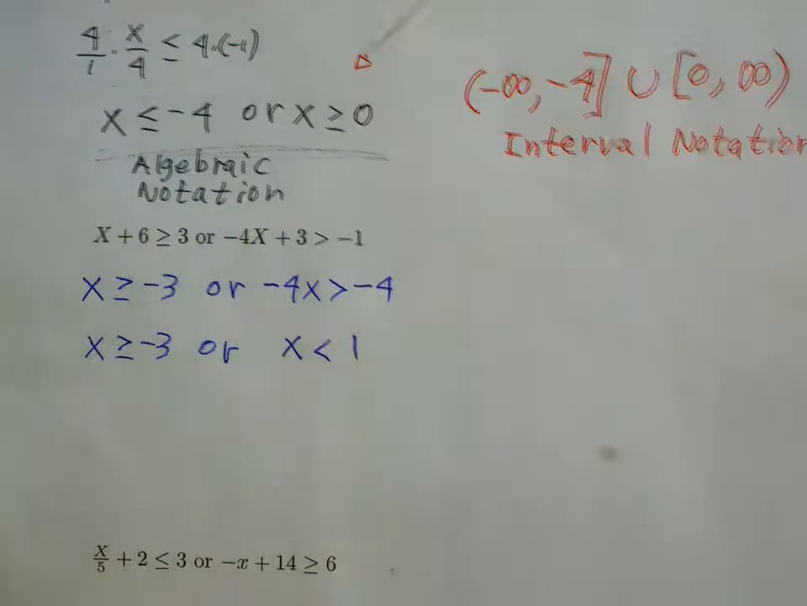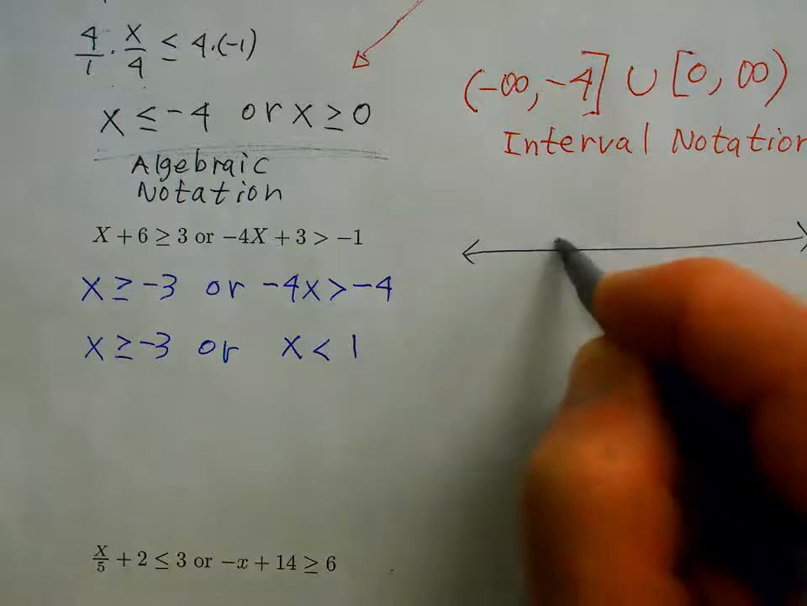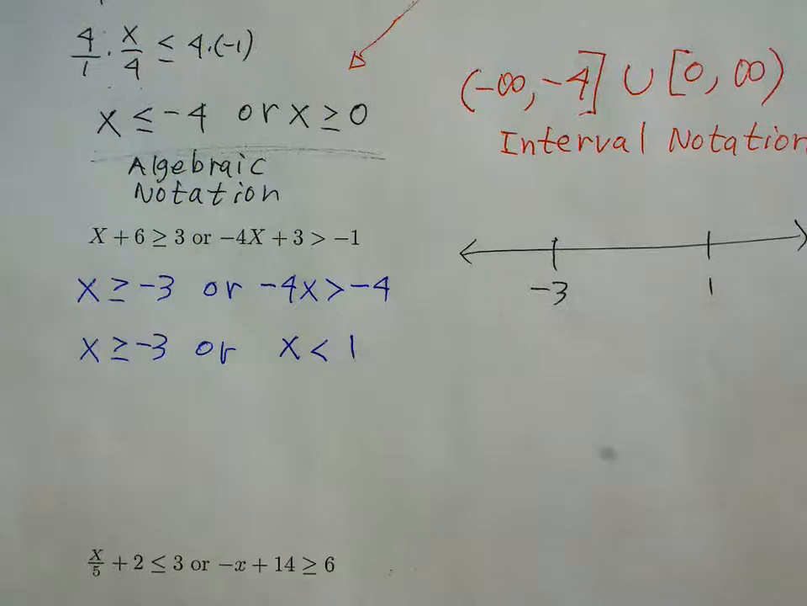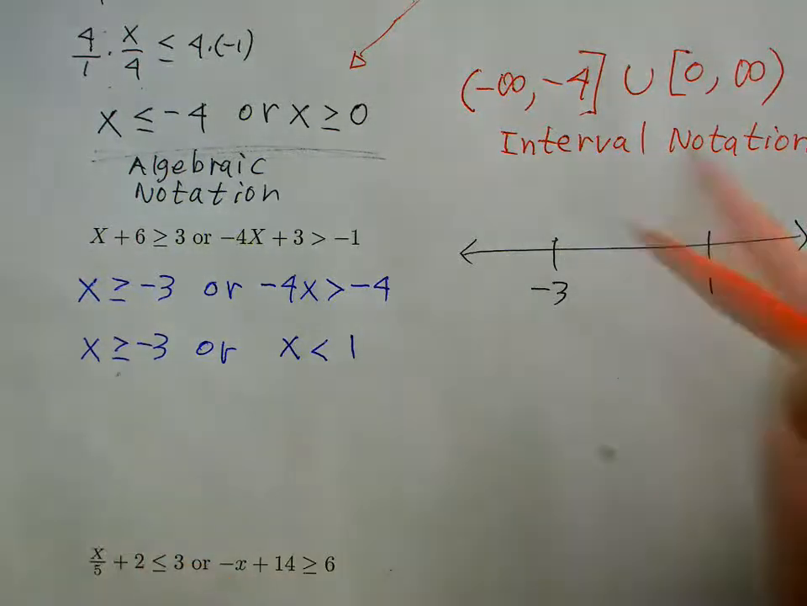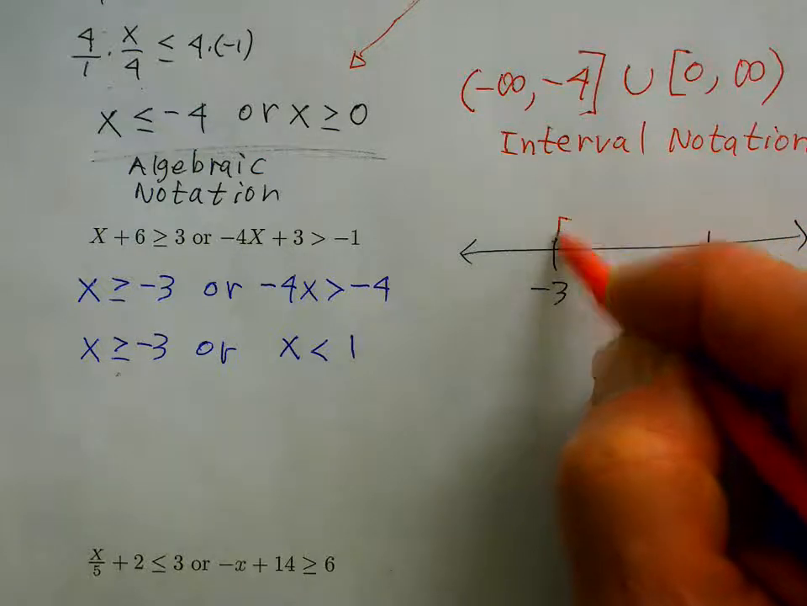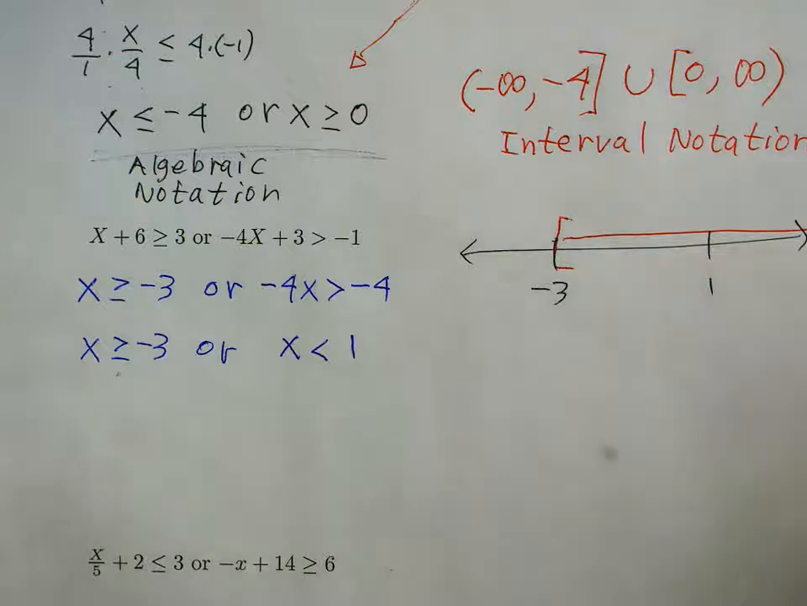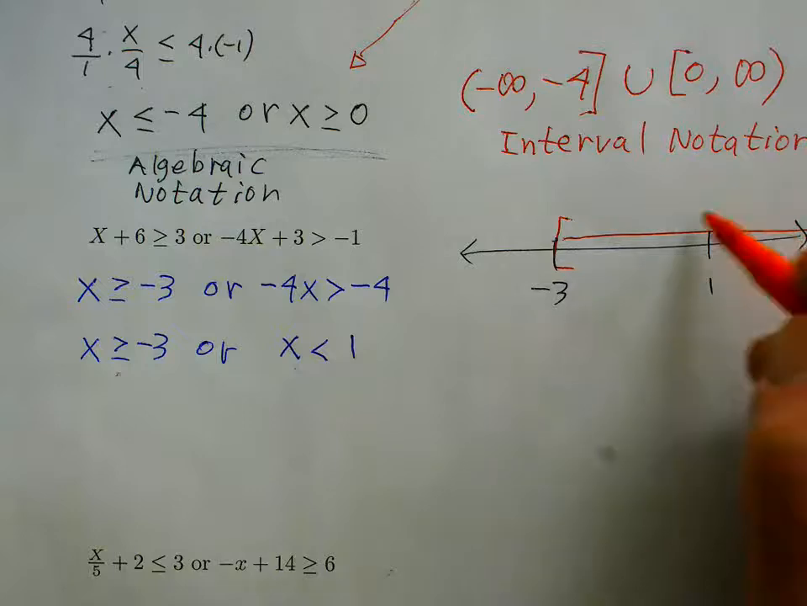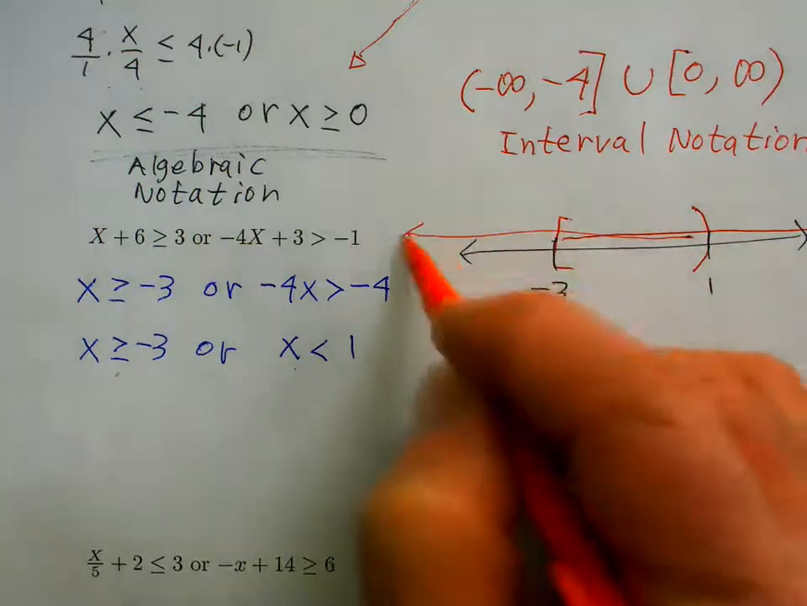Okay, let's graph those inequalities. The numbers -3 and 1. -3 is to the left of 1 on the number line. So if x is greater than or equal to -3, we put a bracket at -3 and shade everything to the right all the way to positive infinity. And if x is less than 1, put a parenthesis at 1 and shade to the left.